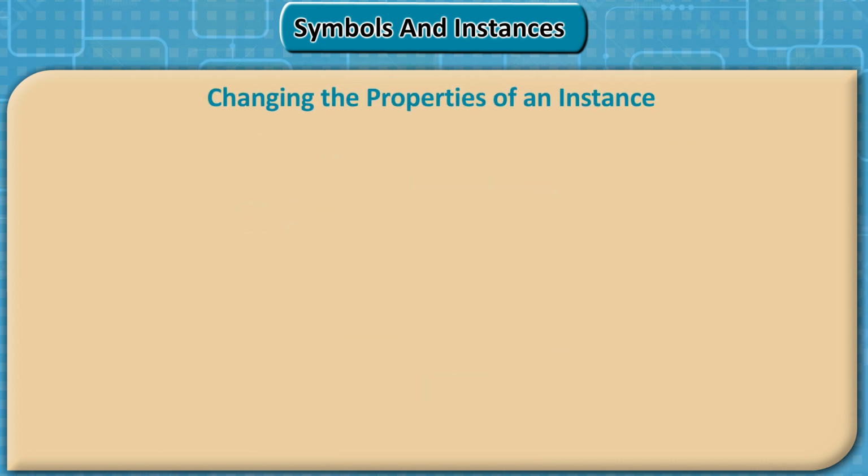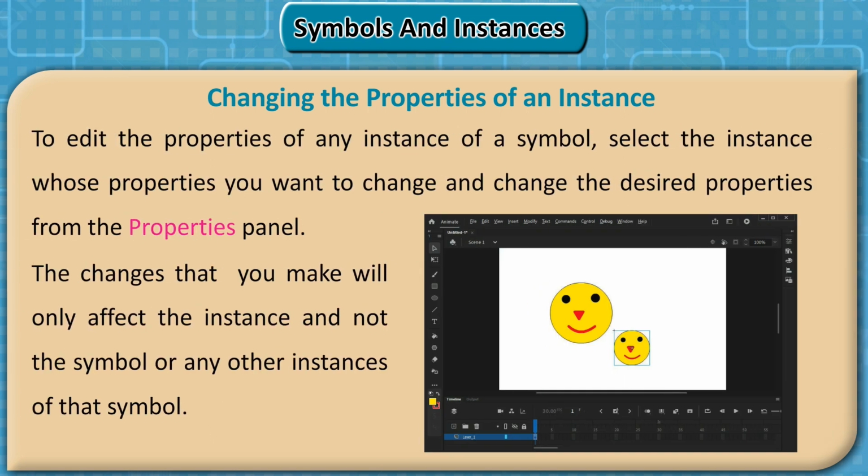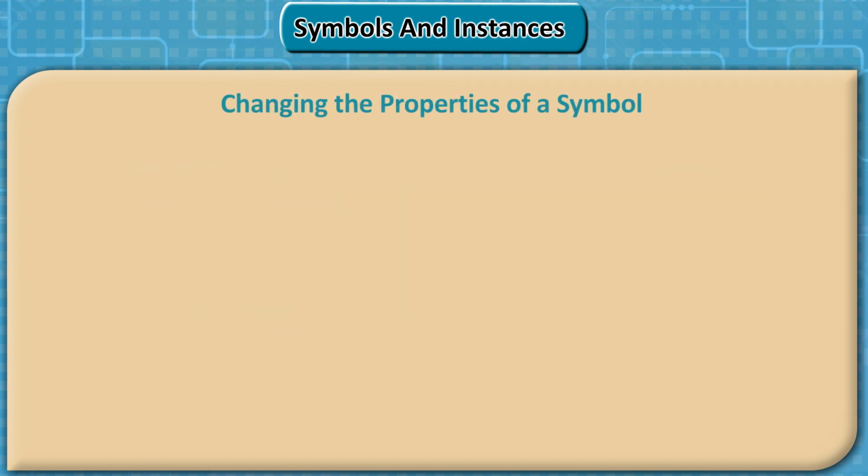Changing the properties of an instance. To edit the properties of any instance of a symbol, select the instance whose properties you want to change and change the desired properties from the Properties panel. The changes that you make will only affect the instance and not the symbol or any other instances of that symbol.